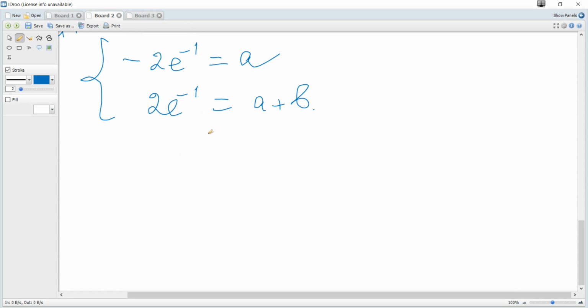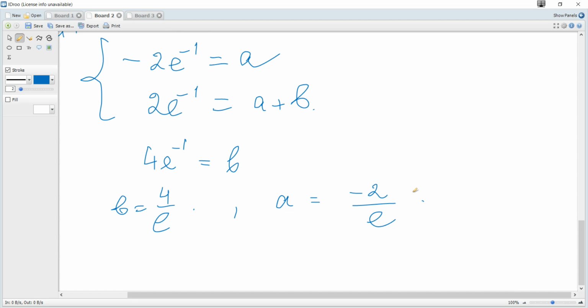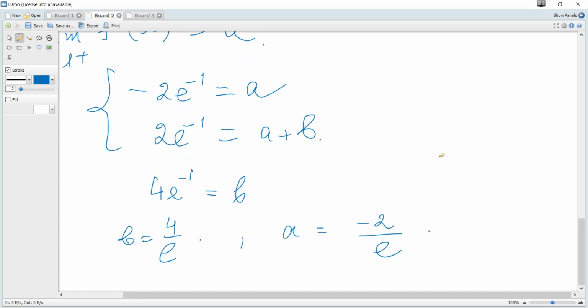We can subtract both sides, so let's consider this minus this, so it becomes 2 minus negative 2, it becomes 4e to negative 1, a minus a is 0, and just b, so b is 4 over e, and actually a is already found. You can see that a is negative 2 over e, and that's all for this question.